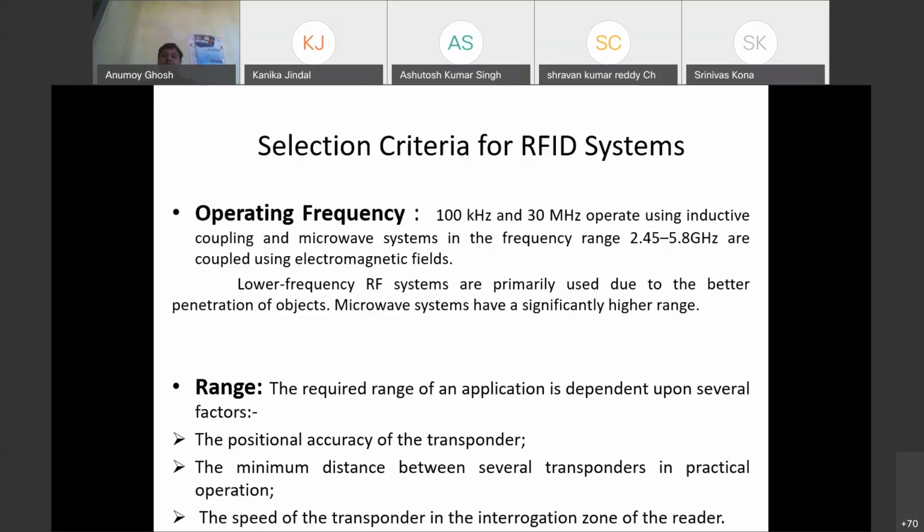The second thing is the positional accuracy of the transponder. For example, suppose you want a speed limit case. One reader will be able to interact with 5 or 7 cars' tags. That means the reader should have an omnidirectional pattern, so that it is able to intercept the cars coming from any direction. So this positional accuracy also has to be kept in mind, and accordingly your reader and tag should be designed.